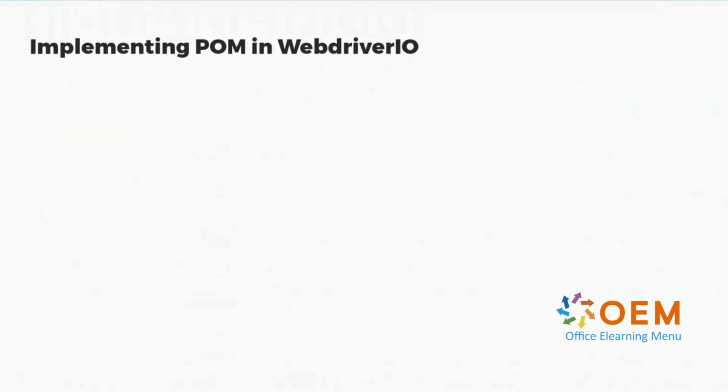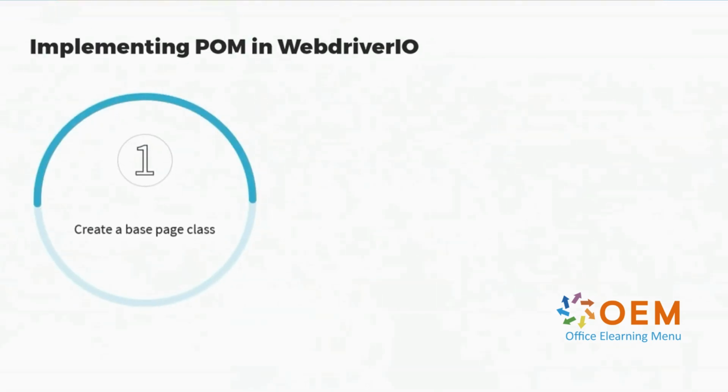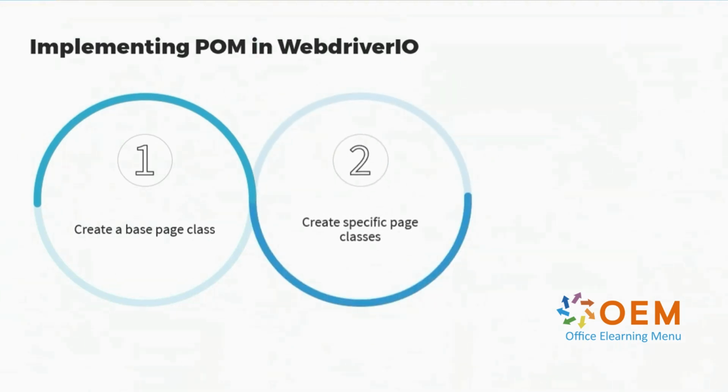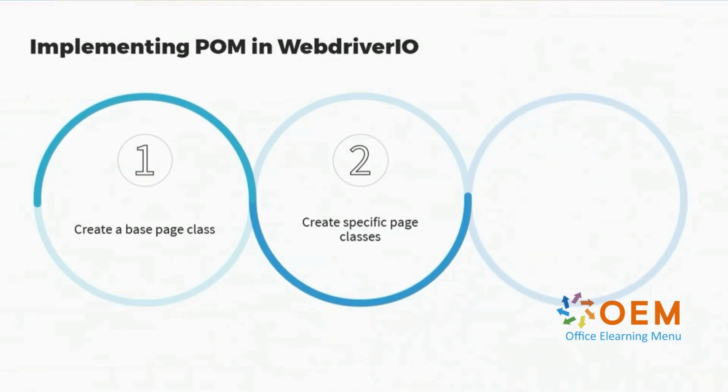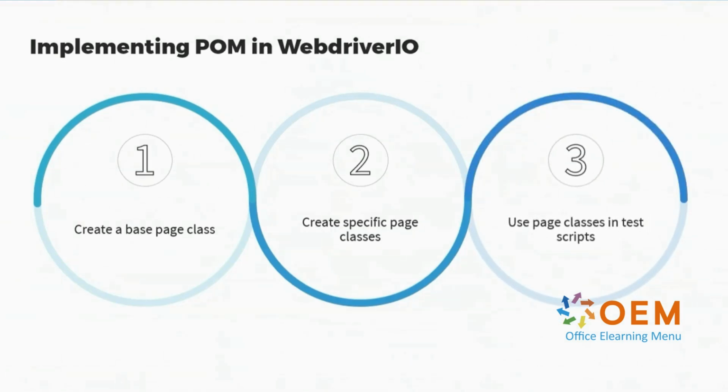Now we need to understand what the steps are in the implementation process of the page object model in WebdriverIO. We start our process by creating a base class. This class will contain common methods and properties that can be used across all our page classes. The next step would be to create a specific page class, which means that each page class will extend the base class and will contain the elements and methods that are specific to that page. Then we have to use the page classes in the test script by simply instantiating the page classes and interacting with the web user interface.